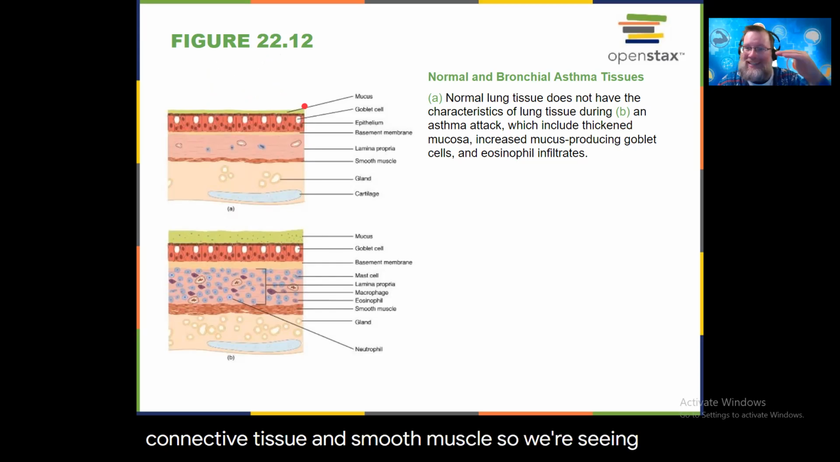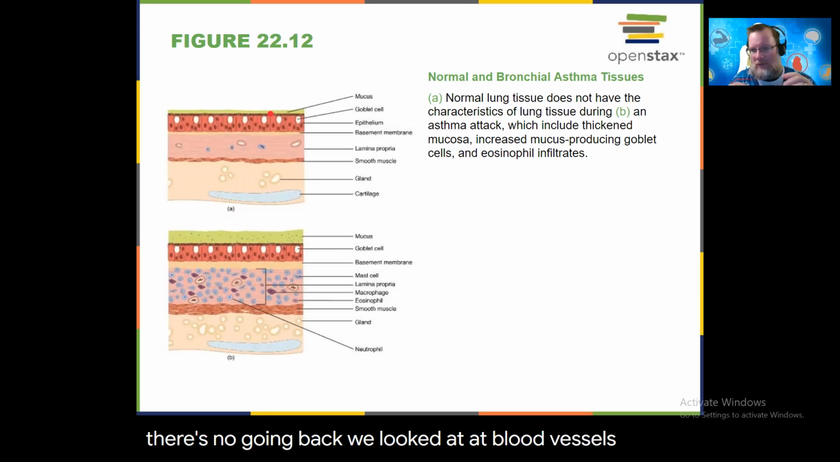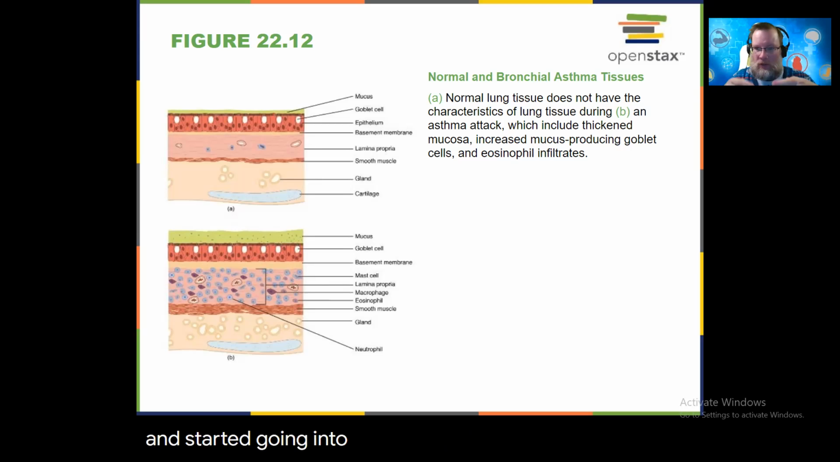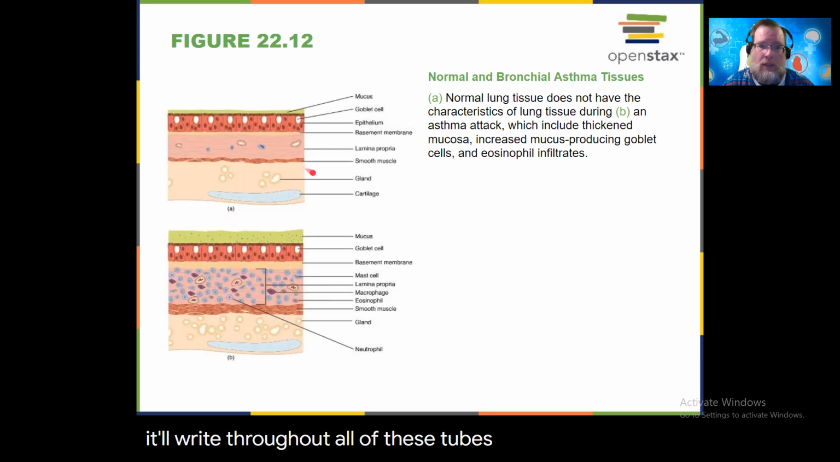So we're seeing the same pattern, the same layers that we've seen throughout this semester. Especially once we started tubes, remember, there's no going back. We looked at blood vessels and started going into epithelial lining, connective tissue, muscle layer, and then more connective tissue. So that's what we see here. We've got the lumen, epithelial, connective, some sort of muscles. We're dealing with smooth muscle throughout all of these tubes. And then more connective tissue.